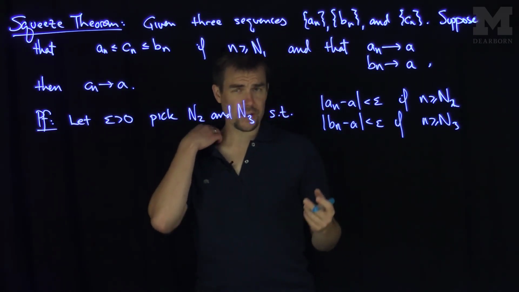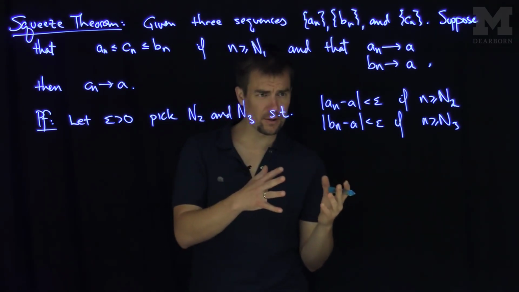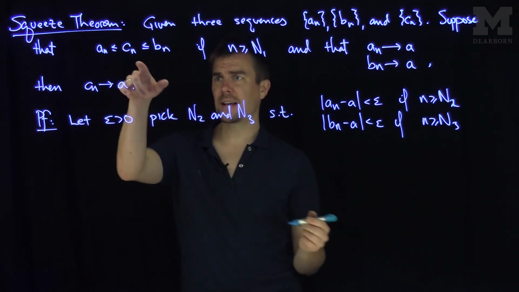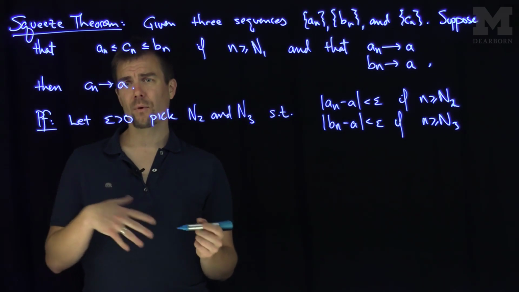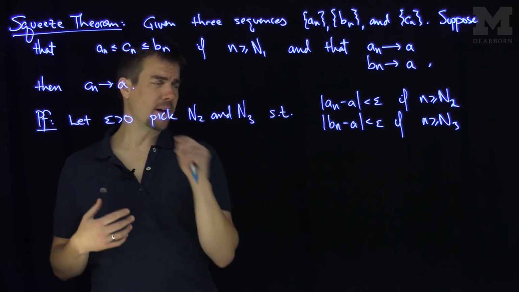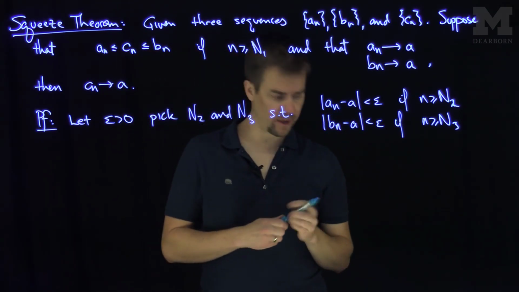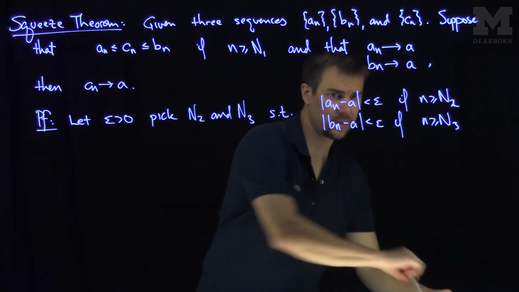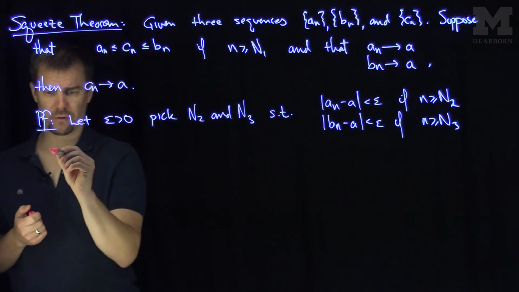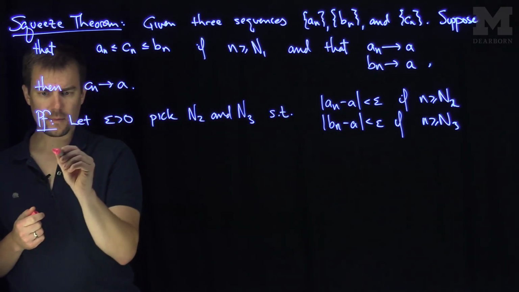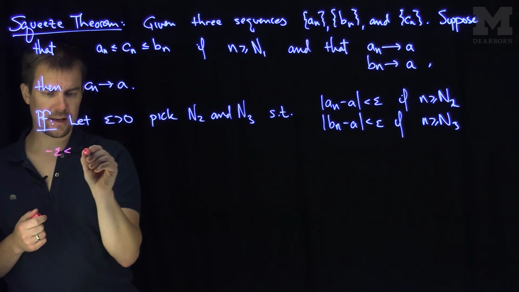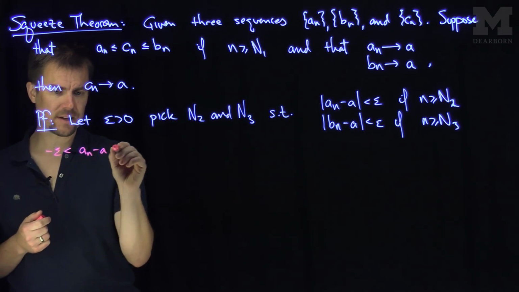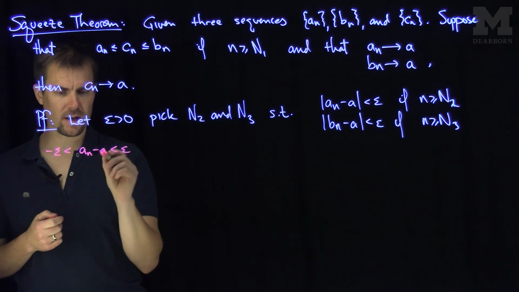So a_n is very close to a for n bigger than n_2, b_n is close to a for n bigger than n_3, and c_n is trapped between them if we're what? If we're bigger than n_1. So let's start out with what these conditions mean in terms of the strict sense of inequality. So we have the following situation over here. We have negative epsilon less than a_n minus a less than epsilon.